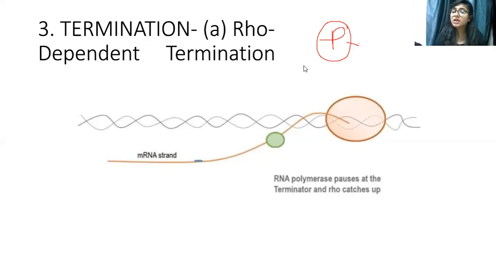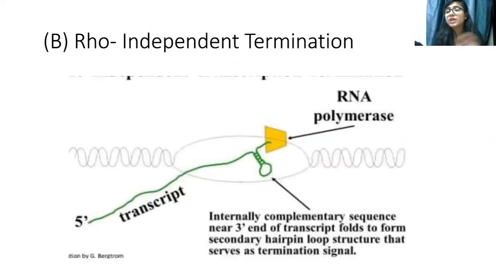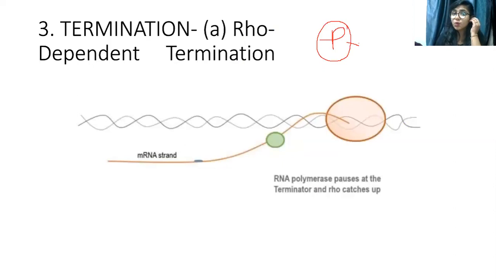Okay, so Rho-dependent termination means what? The termination is dependent on this factor. The second is Rho-independent termination. The termination is not dependent on Rho factor. First, coming to the Rho-dependent termination.